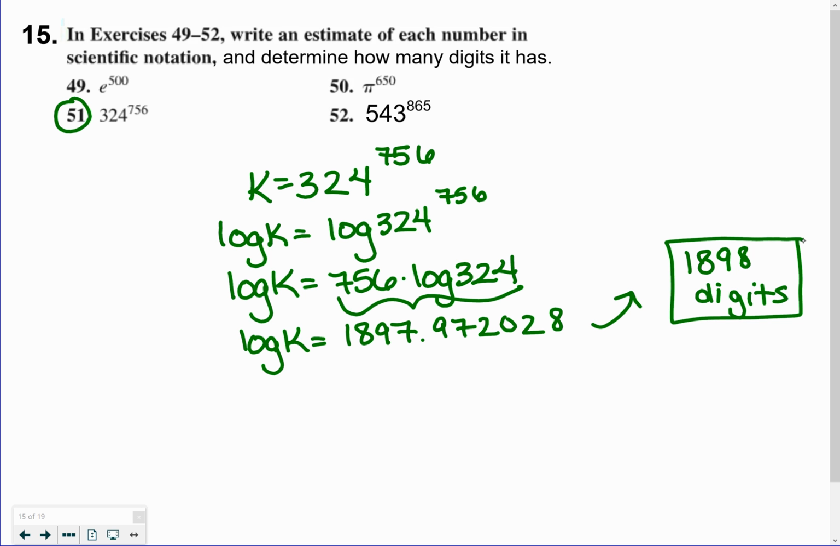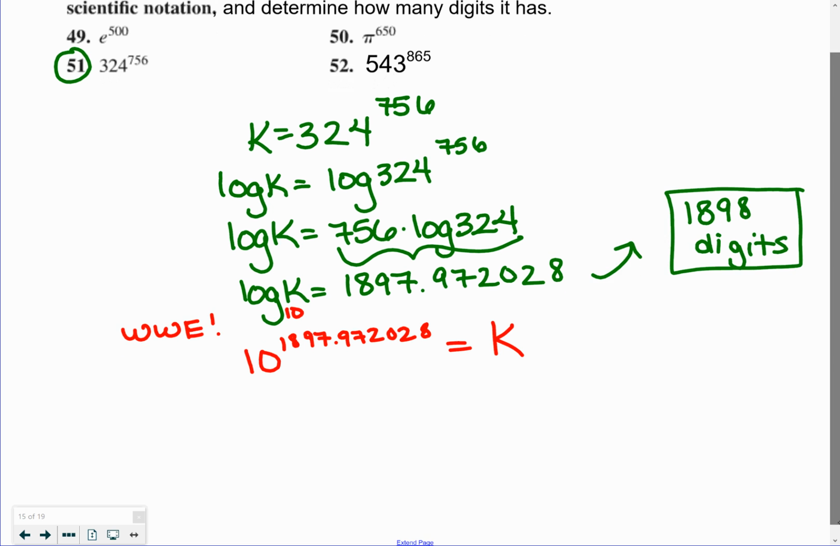The second part of the question is now we want to put this in scientific notation. This log is what log base? 10, okay, and I have a log that's alone. So what do you do with it? What's the next step? Right, with exponents. What's the base? 10. My power is that big number, 1897.972028, equals K. So now my number is written as a power of 10.